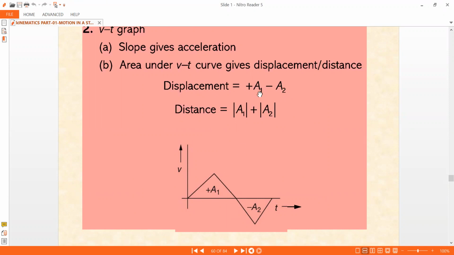And if you take the modulus of these two, modulus of A1 and modulus of A2, and just add up the quantities without considering the signs, then you get the distance. It is pretty simple, of course.